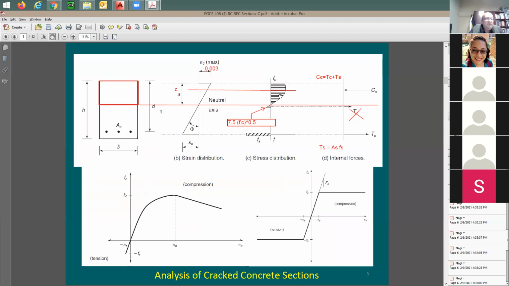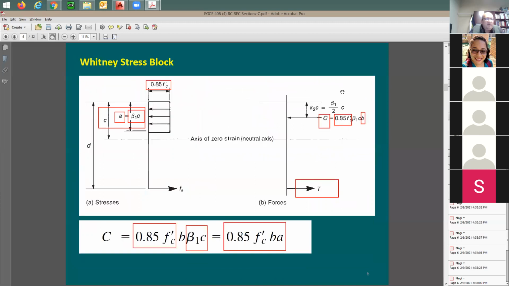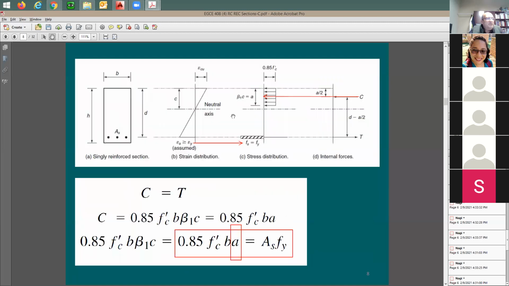How do you find out the centroid of this shape? This is gonna be a challenging task for you. So in here, it's gonna be right at a over 2. As you see here, it is gonna be at a over 2 from the top. Now, how much is the z distance? You remember the z distance, the distance from tension to compression? From here to here is called d, and from here to here is gonna be a over 2. Therefore, the distance from tension to compression is d minus a over 2, which is this value here.